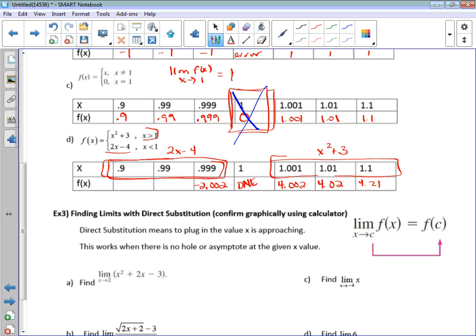Is that enough to tell you something about the limit? What does it tell you? It does not exist. From the right, it's getting really close to 4. From the left, it's getting really close to negative 2. Those are clearly not going to run into each other, right? So, your notation here, limit of f of x as x approaches 1 does not exist. Okay? So you just have to think about which piece you're plugging into.